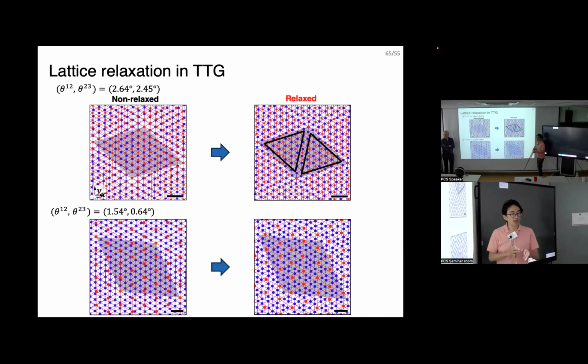So if you have a quasi-periodicity, something like this happens. Those structures are not exactly periodic, but locally they manage to avoid the red.